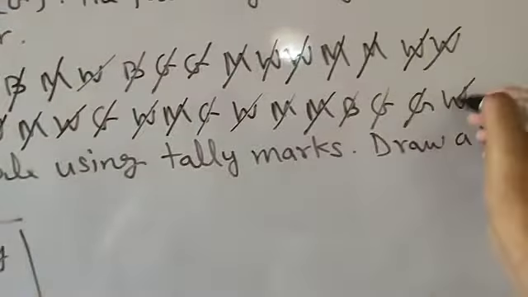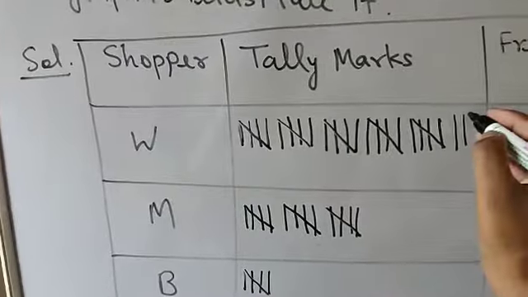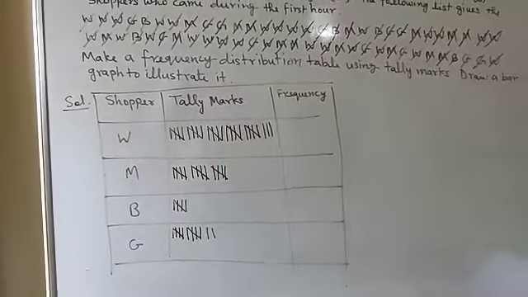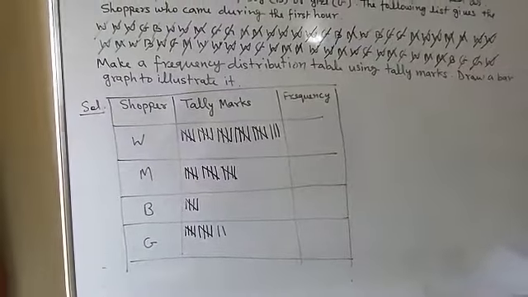Now 2G are there, so 2G, and here it is 1, 2. Now W is here, so cut the W, and here in the W section you will represent W. So here I had represented all the value with the help of tally marks. Now you need to write the frequency.